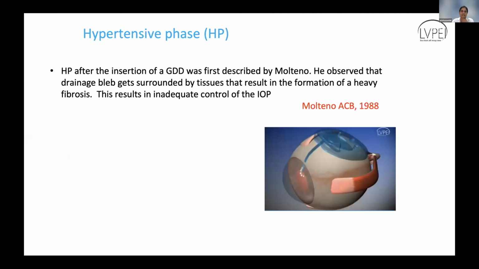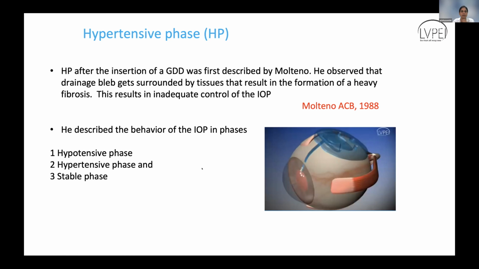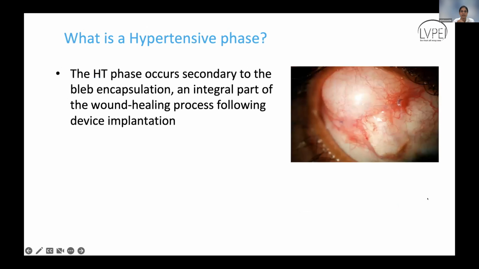So hypertensive phase was defined long ago by Dr. Molteno after the insertion of glaucoma drainage devices. He observed that there was a very thick fibrous tissue covering the implant, and this resulted in inadequate control of intraocular pressure. He described the behavior of the intraocular pressure in phases. It's called a hypotensive phase followed by a hypertensive phase and a stable phase.